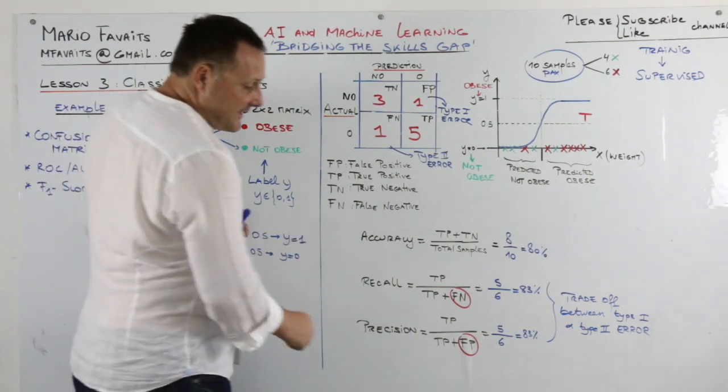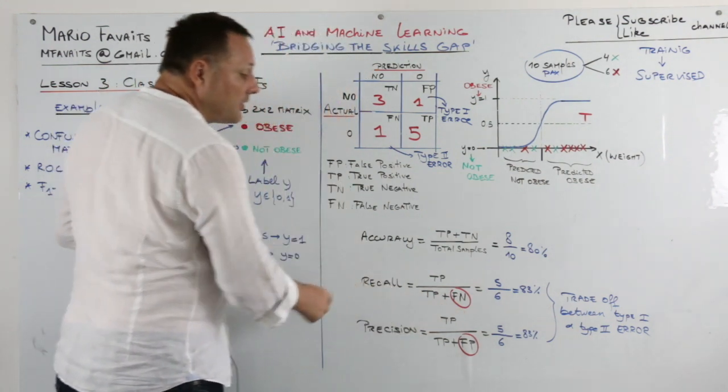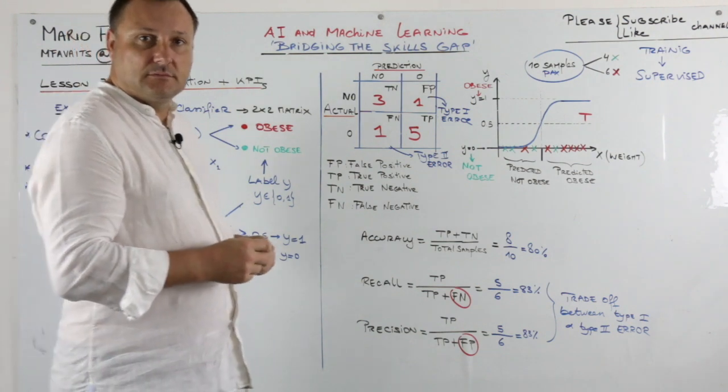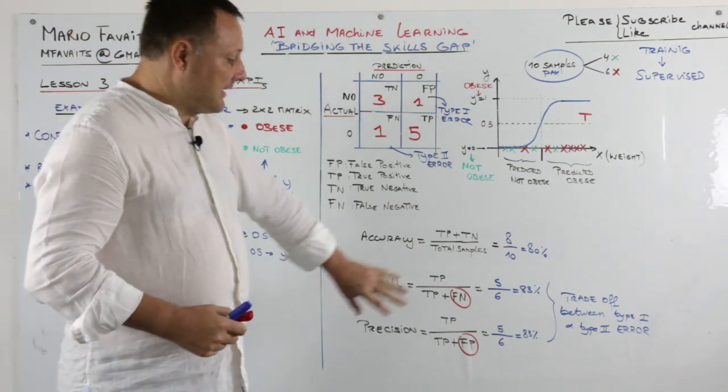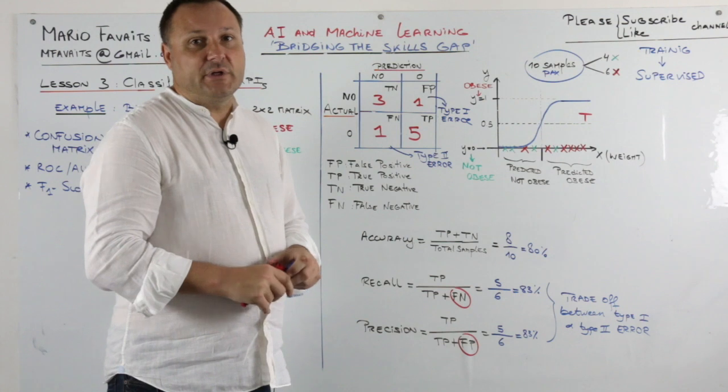If you don't want false negatives, this is 0, your recall is going to be 1. So this is how you have to deal with this.